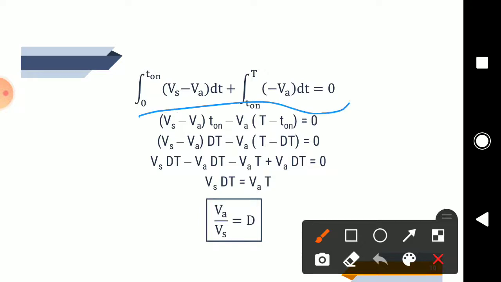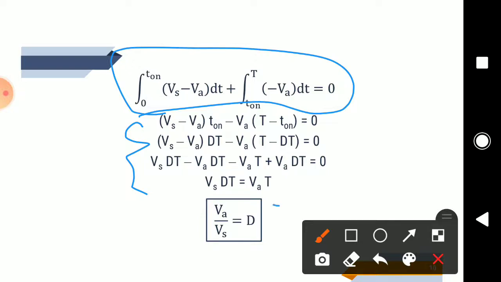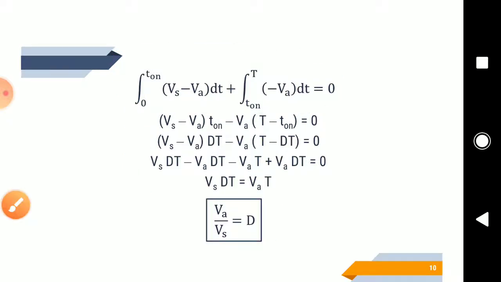Okay, and you can just integrate this equation, and on rearrangement, I'm not going to explain all of these steps. You can just rearrange on your own and you will get the relationship between the output voltage and the input voltage in terms of a value called the duty ratio. And the duty ratio is, Va by Vs is equal to the duty ratio. Or you can say that the duty ratio is equal to T on divided by T.